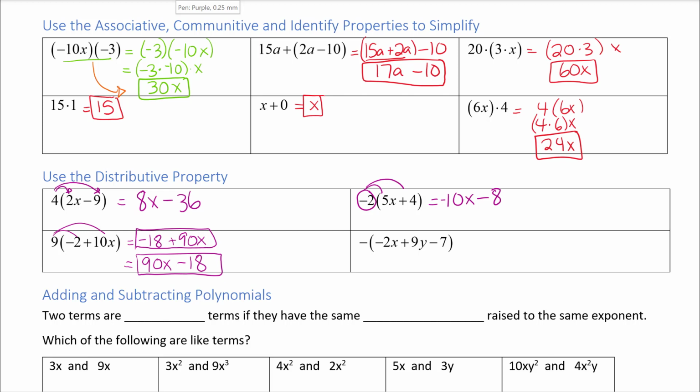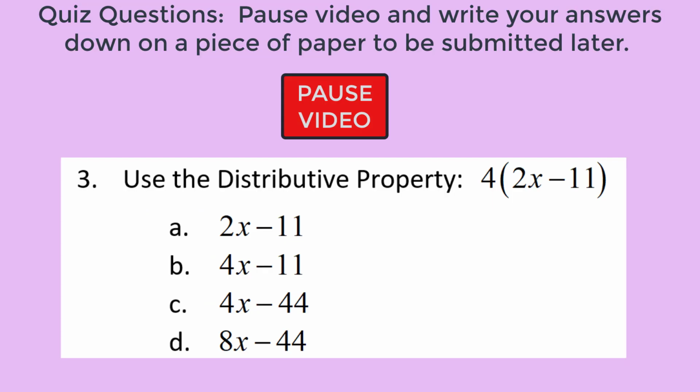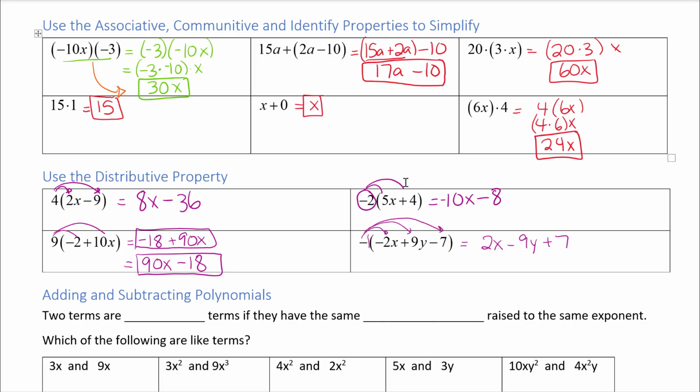A lot of times students have trouble with this. We have a negative out in front, or like if you want to put a negative 1 there, it's like a negative 1 distributing. And that's going to distribute to all 3 terms. A negative times a negative 2x is a positive 2x. Negative 1 times positive 9y, that's negative 9y. Negative 1 times negative 7, that's a positive 7, which basically just changes all the signs. Okay, so those are our properties in action.